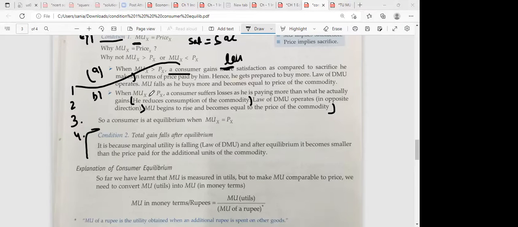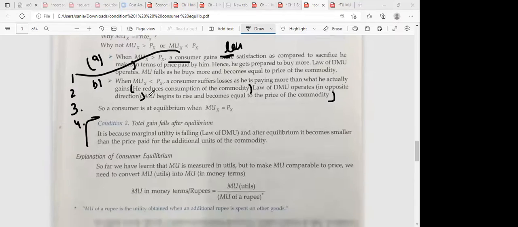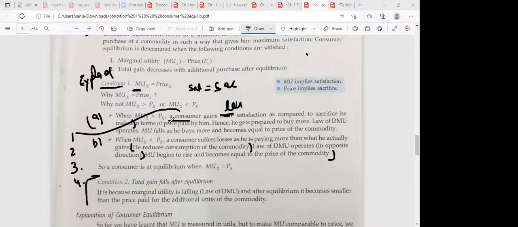Clear, girls? Yes, teacher. Then you just have to revise this and make sure that you can do the things on your own.